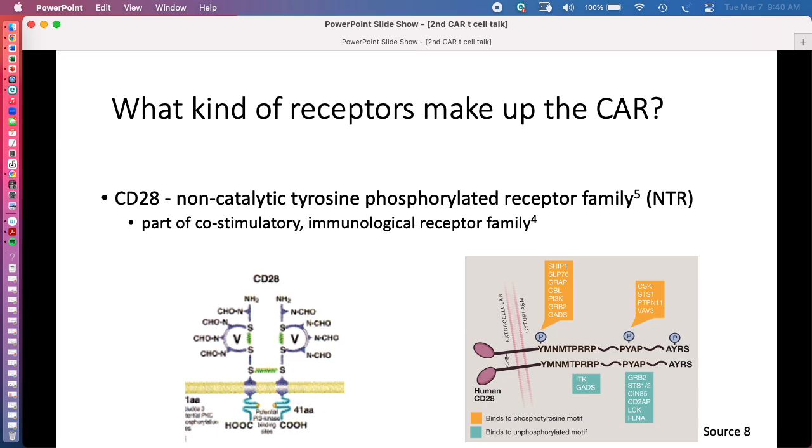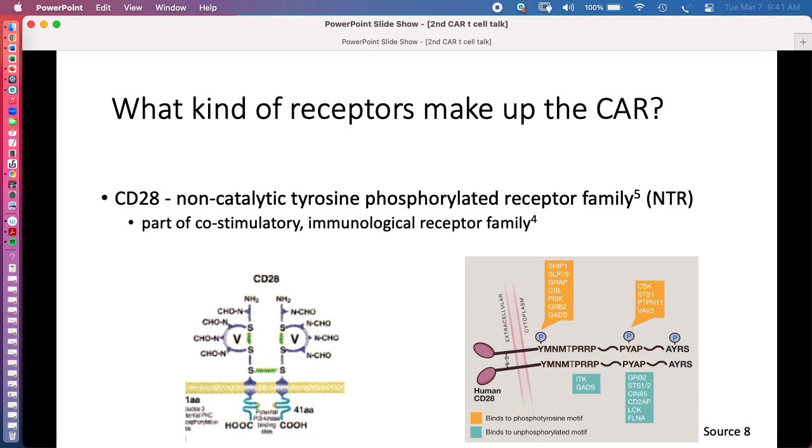So let's talk a little more about the signal transduction part of the receptors that are used to make up the CAR. CD28. I know you guys probably talked a lot about tyrosine kinase receptors. CD28 is what's known as a non-tyrosine receptor. It's very similar in the signals it transduces, but there are some differences that we'll talk about. This is a co-stimulatory molecule for the TCR generally. When the TCR gets activated, these receptors all work together to strengthen that signal.